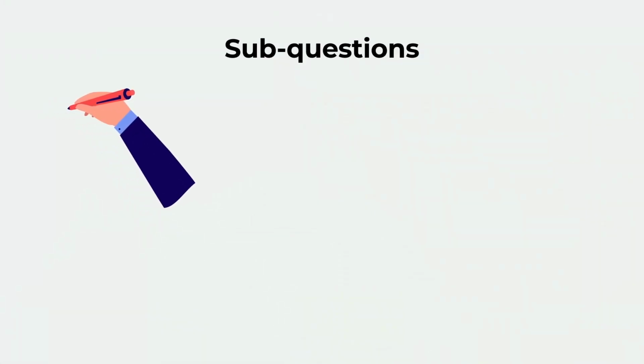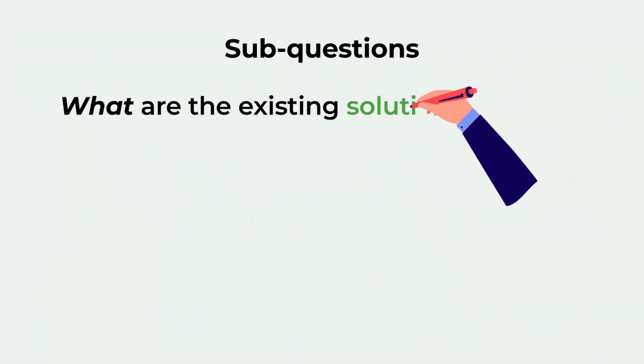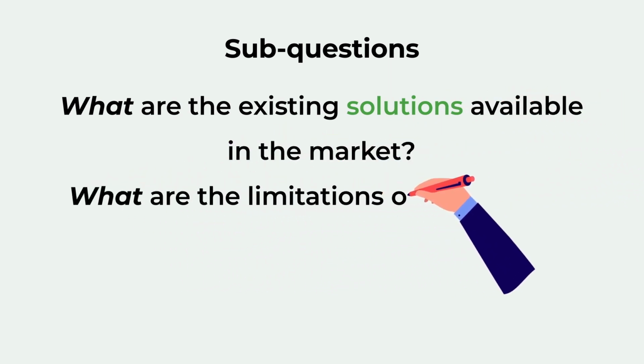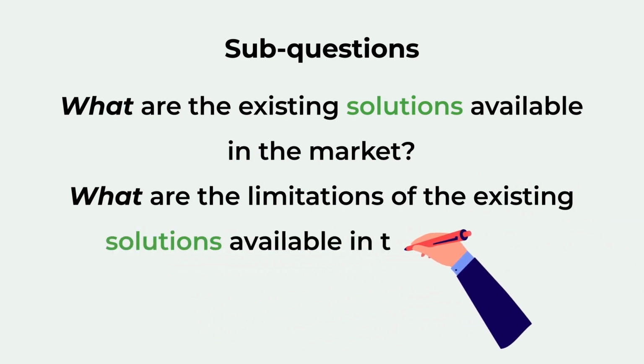This major question of the third component of the LCI has two sub-questions that support the information. The sub-questions are: what are the existing solutions available in the market? And what are the limitations of the existing solutions available in the market? In fact, for an academic inventor to answer the question of LCI component 3, these two supporting questions are very important to answer first.